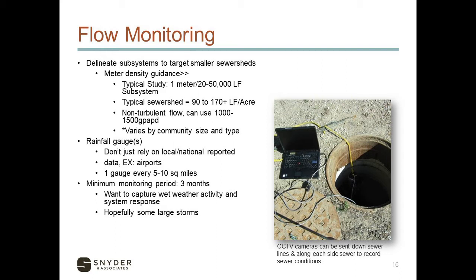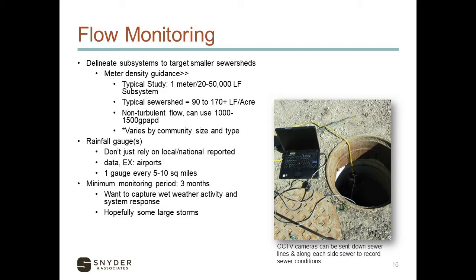Delineating subsystems to target smaller sewer sheds, just trying to pick out where our meters should be to isolate pieces of the system off as we look to prioritize areas that might have higher I&I than others and where we want to actually start with our inspections. This is just some general recommendations here for some approaches that we typically look at the high level when we're looking at planning a flow monitoring project.